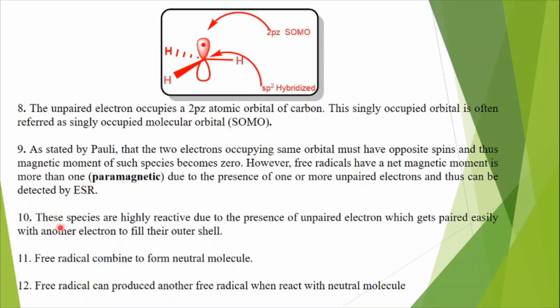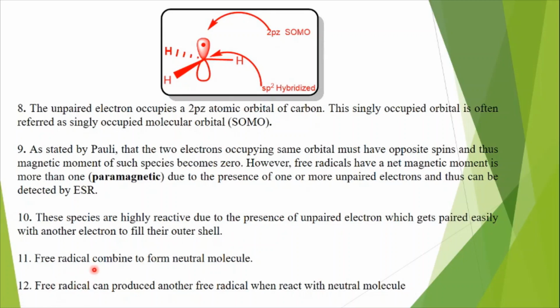The next point is these radicals are highly reactive due to the presence of an unpaired electron, which gets paired easily with another electron to fill their outer shell. So you know that radicals are highly reactive and highly unstable, so they react with another molecule to pair up and fill up their outer shell.